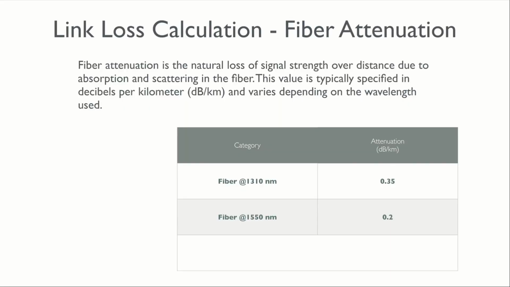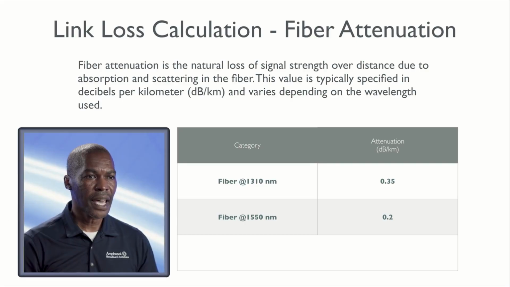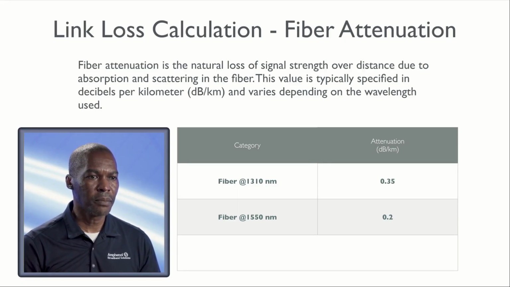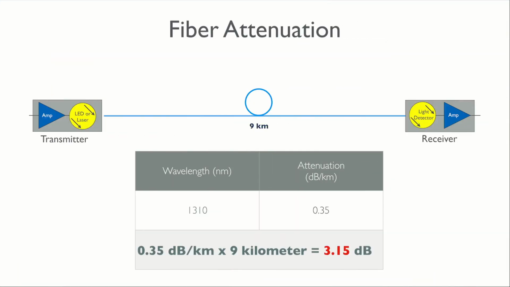Fiber attenuation is the natural loss of signal strength over distance due to absorption and scattering in the fiber. This value is typically specified in decibels per kilometer and varies depending on the wavelength used. For example, single-mode fiber has attenuation values of approximately 0.35 dB per kilometer at 1310 nanometers and 0.2 dB per kilometer at 1550 nanometers. The fiber cable itself contributes to a large portion of the loss budget. The amount of loss is based on wavelength and distance.